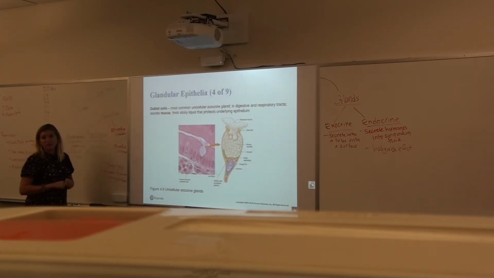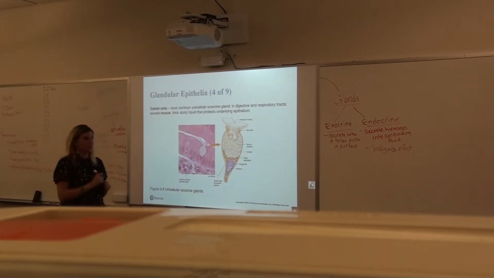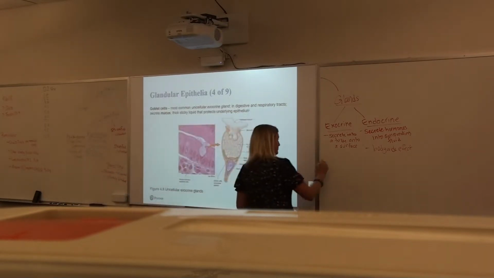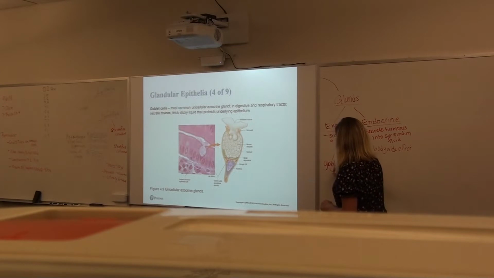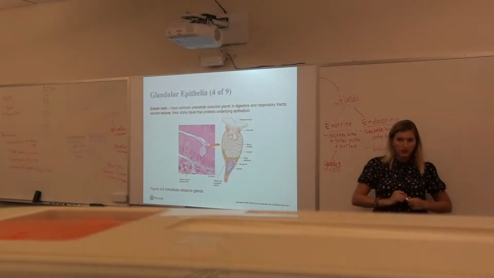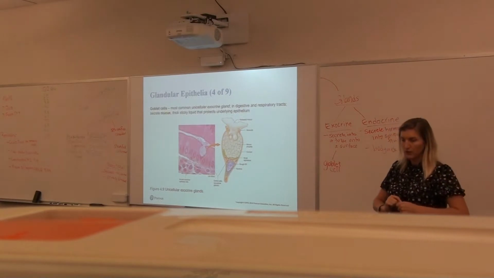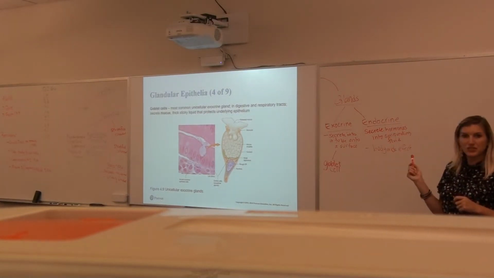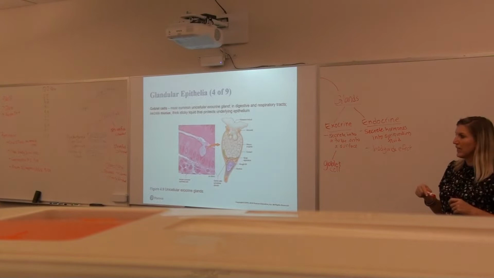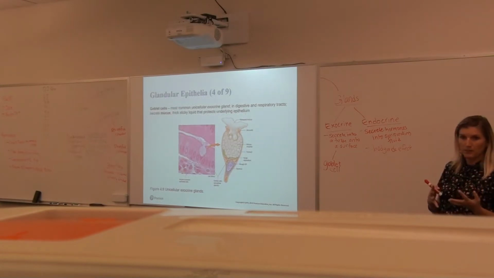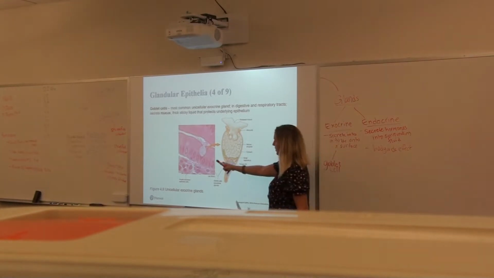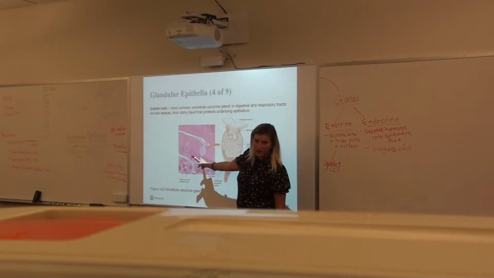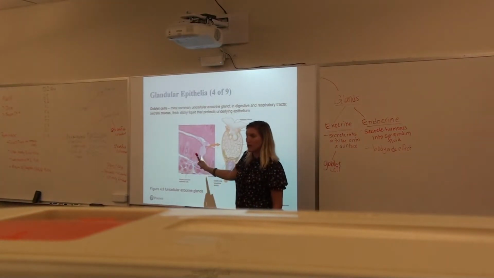So a goblet cell would be an example of a unicellular exocrine gland. A goblet cell secretes mucus into the respiratory tract and digestive tract. So you probably noticed these yesterday in lab when we were looking at the simple columnar epithelium. You saw a bunch of columnar cells, and then every once in a while, one of these big white blobs there. Those big white blobs are goblet cells.